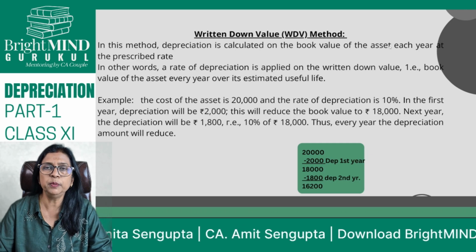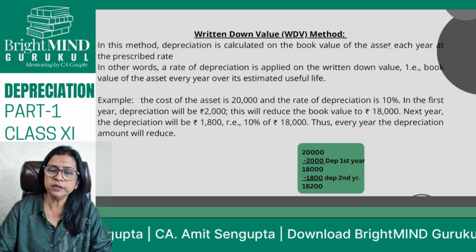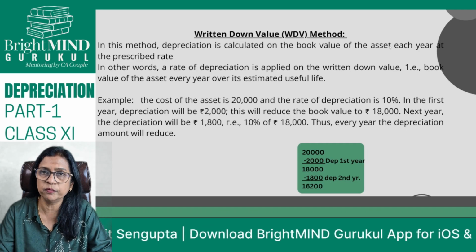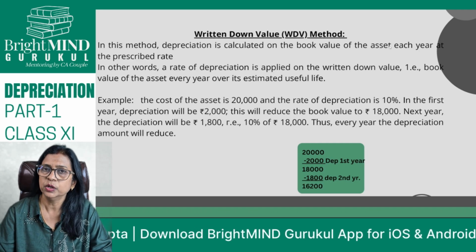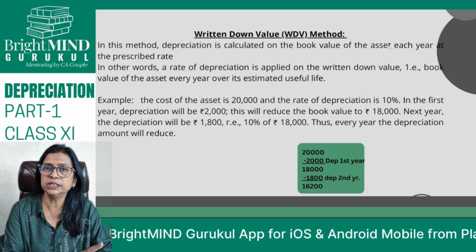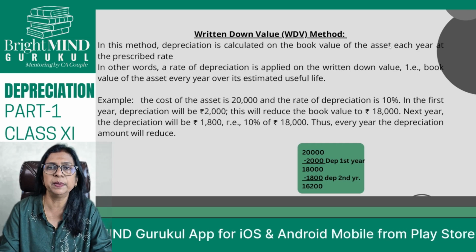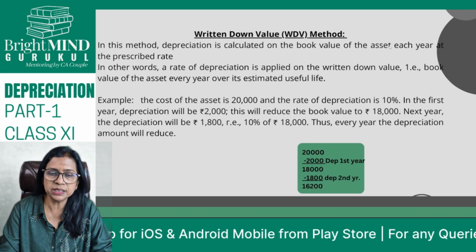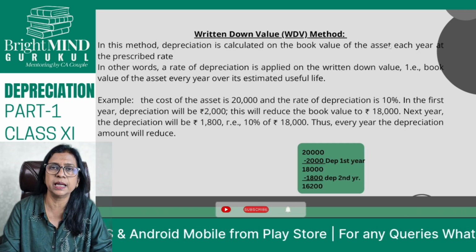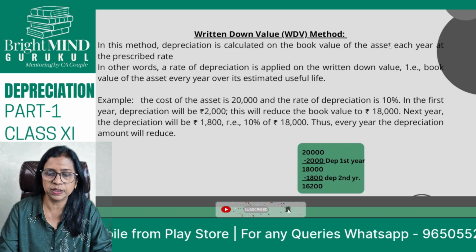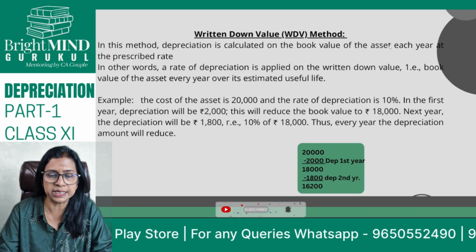Now coming to WDV method. So WDV method is a different method. Depreciation is calculated on the book value of the asset each year. So each year the book value is calculated as original cost minus the depreciation for the year. So the rate of depreciation is fixed, and this rate is applied to this WDV, written down value at the end of the year. So the example will explain it.